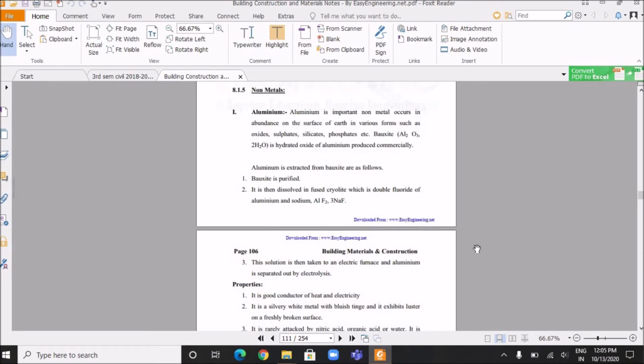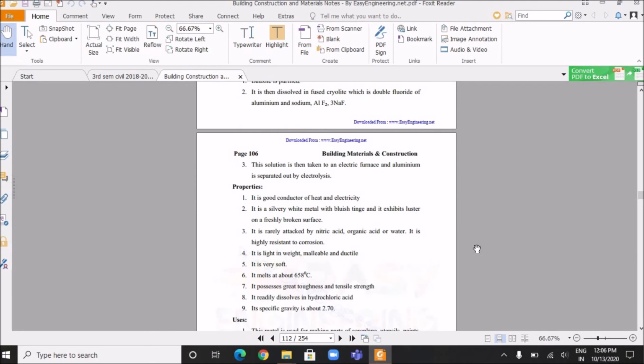Nonmetals. Aluminium. Aluminium is an important nonmetal, occurs in abundance on the surface of Earth in various forms such as oxides, sulfates, silicates, phosphates, etc. Bauxite is the hydrated oxide of aluminium produced commercially. Aluminium is extracted from bauxite as follows. Bauxite is purified. It is then dissolved in fused cryolite, which is a double fluoride of aluminium and sodium. This solution is then taken into an electric furnace and aluminium is separated out by electrolysis.